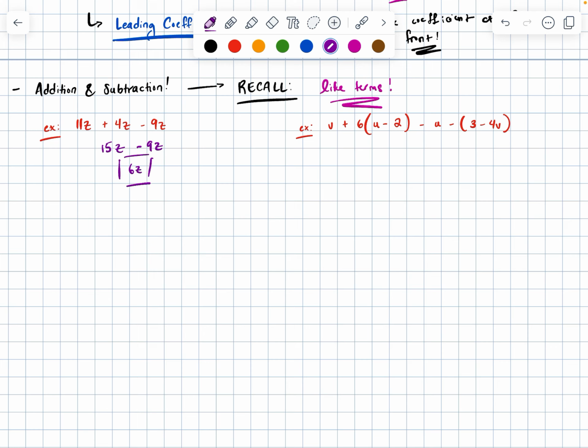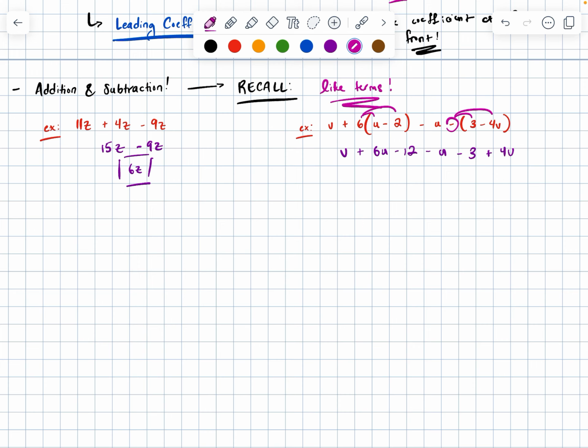Same thing over here for my v's and u's. Well, the first thing that I might want to do is a little bit of distributive property. So in both of these sets of parentheses, I'm going to distribute first my coefficient of 6 and later my coefficient of invisible, -1. After doing my distributive property, this becomes v plus 6u minus 12 minus u. Distribute my negative sign, this becomes -3 plus 4v.